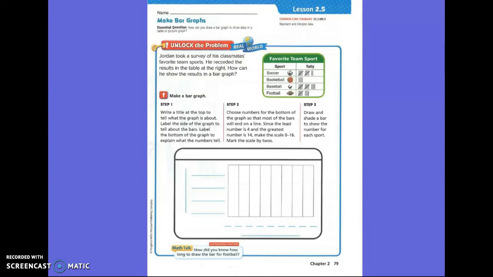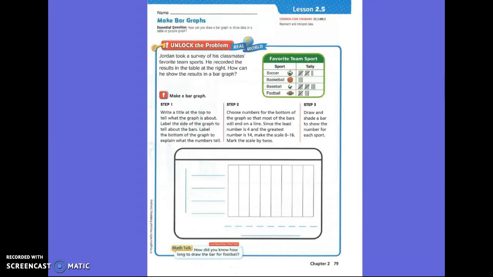Okay, we are drawing a scaled bar graph to show data in a table or from a picture graph. Let's read the story that is going on in our math pages. Jordan took a survey of his classmates' favorite sports. He recorded the results in the table at the right. How can you show the results in a bar graph?